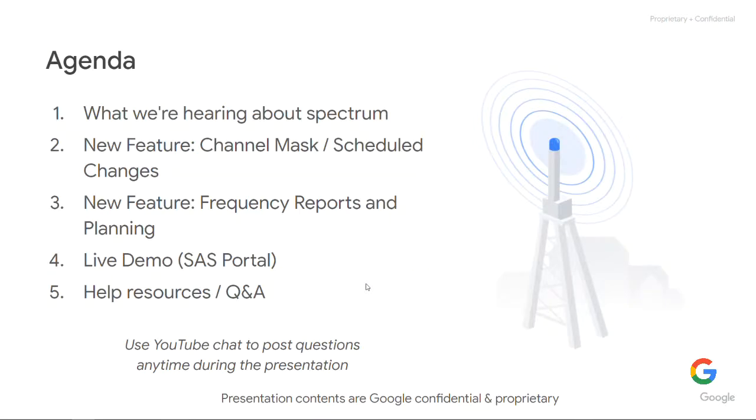So looking at our agenda, what we're hearing about spectrum utilization from our customers is that things are getting a little more crowded on the spectrum. So we'll hear about that. And then we'll look at 2 new features that help you deal with that in the SAS. The first is called Channel Mask or Scheduled Changes. The next is called Frequency Reports and Frequency Planning. Now I'll do a live demo of these features in our SAS Portal.